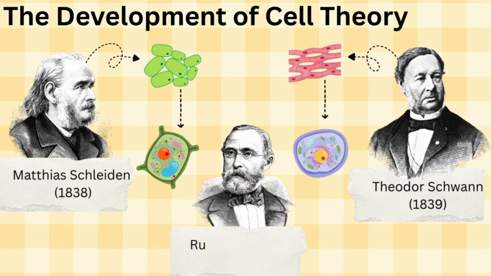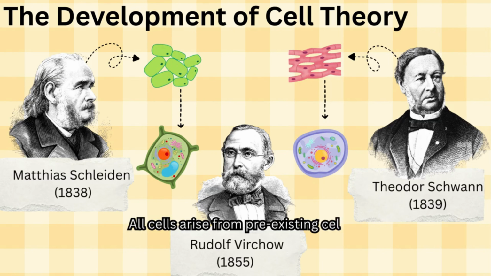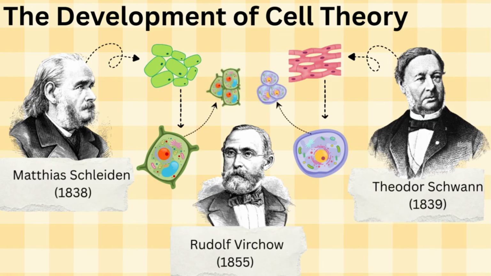In 1855, Rudolf Virchow, a scientist, added another important idea. He stated that all cells arise from pre-existing cells. In simple terms, this means that new cells are formed only from already existing cells. Together, these discoveries formed what we now call the cell theory.